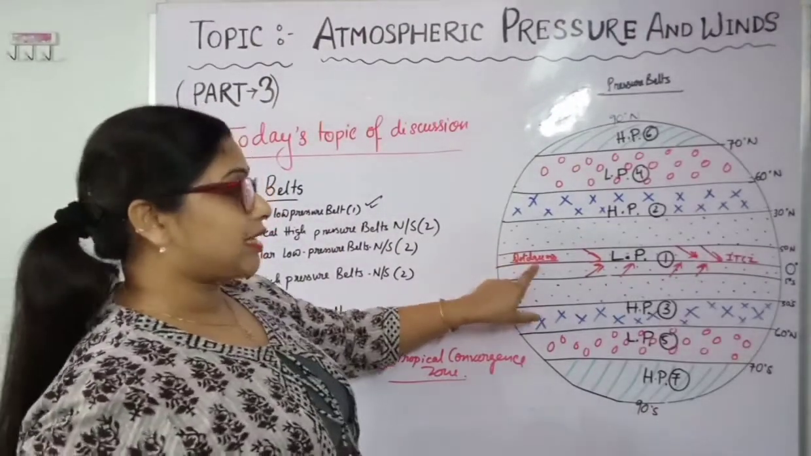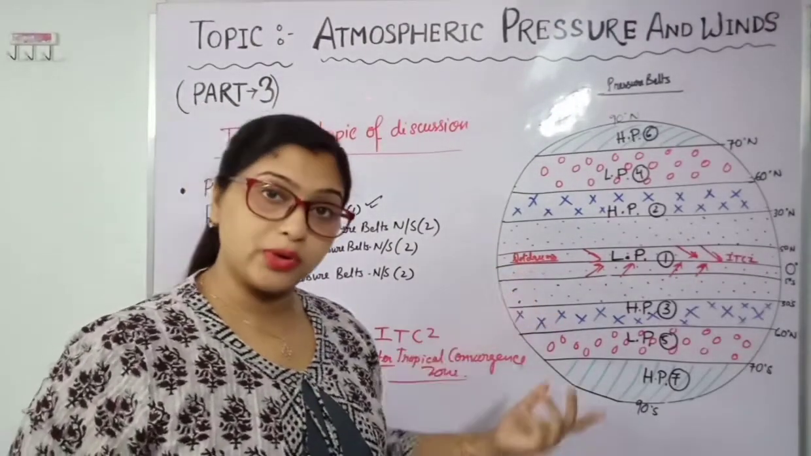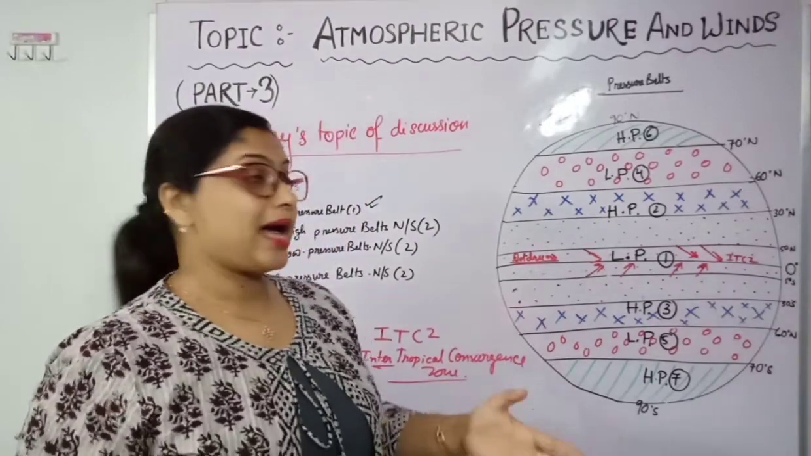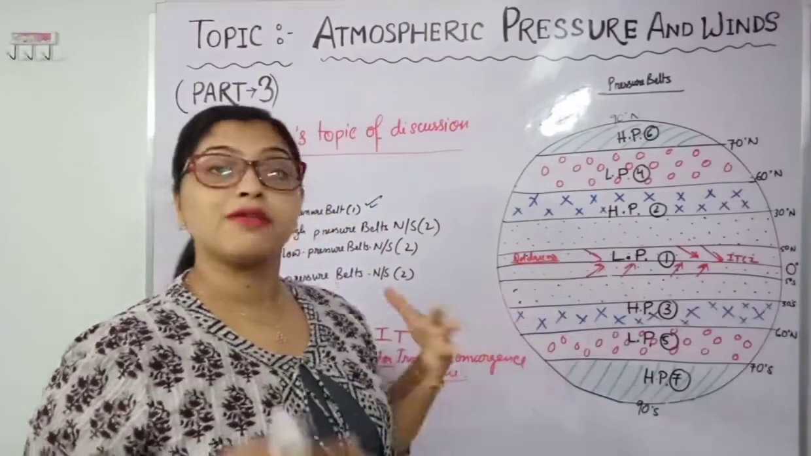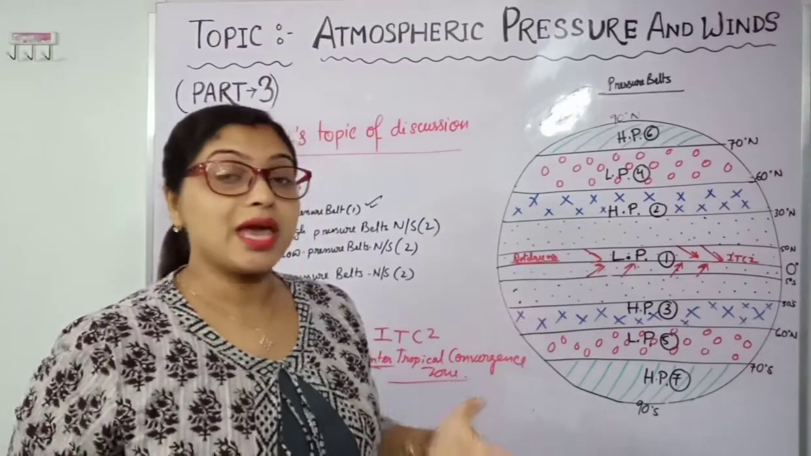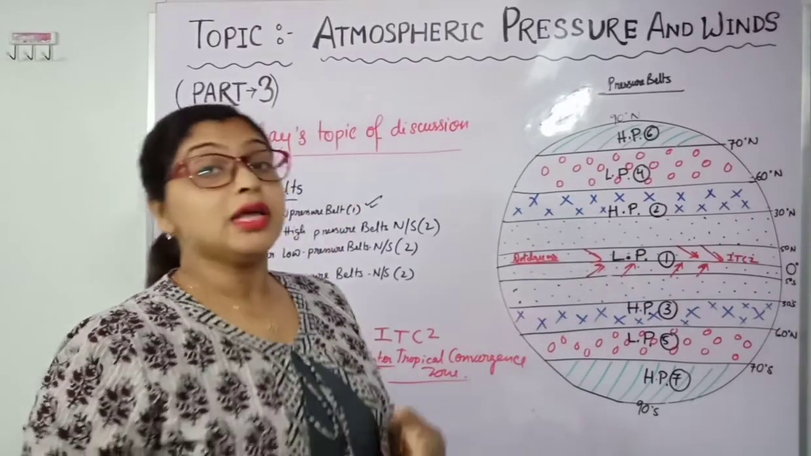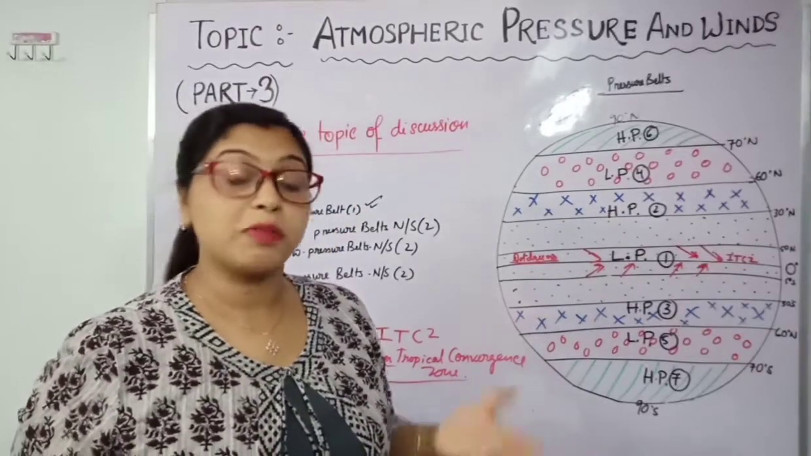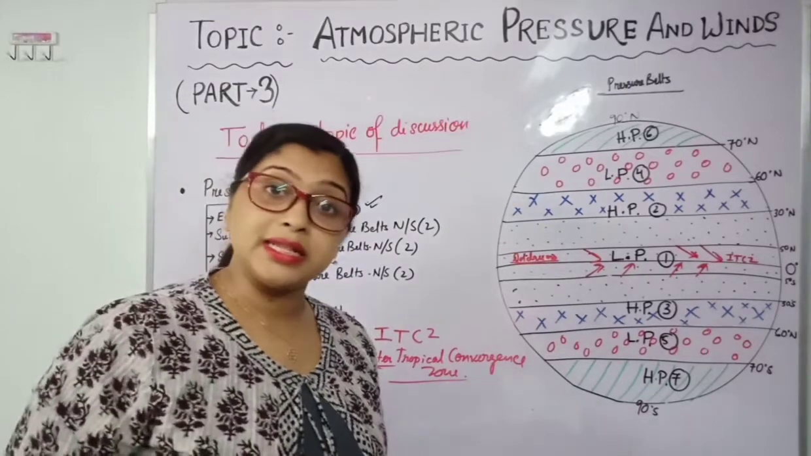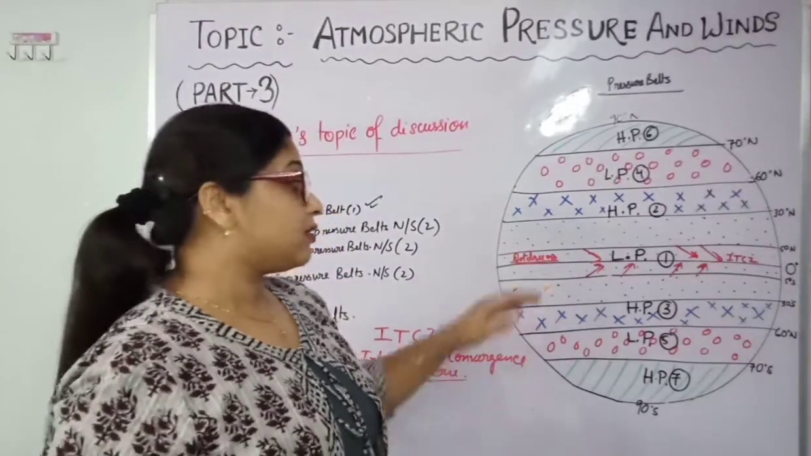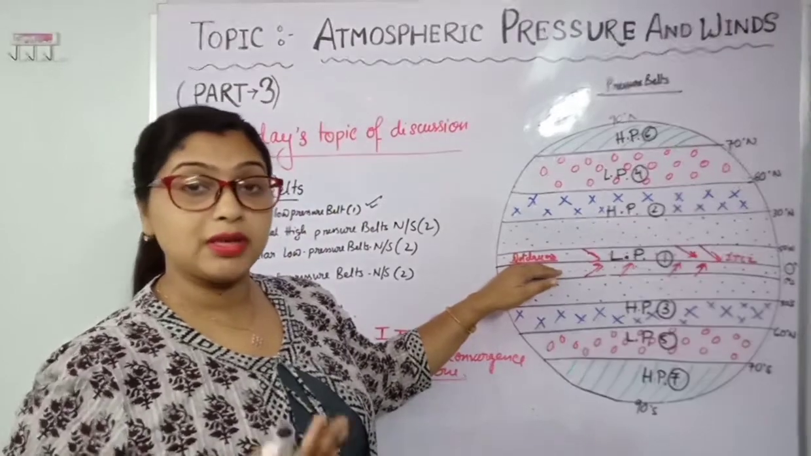So in the exam, it used to come: what is doldrum? So you have to explain, as here the trade winds are converging, that's why we can't see any horizontal movement of the air. The characteristic of the air is that it will be calm, gloomy, with a listless mood. That's why this is given the name doldrum.